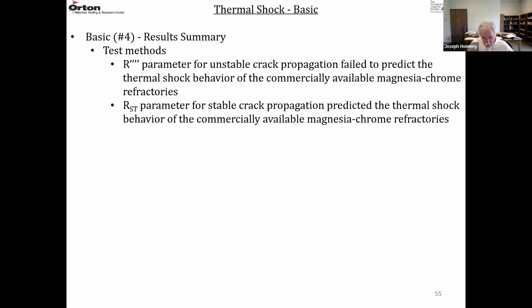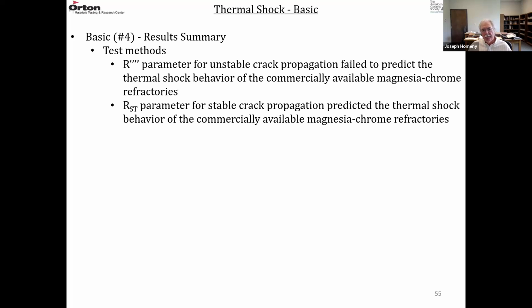So this paper had quite a lot going for it, all different kinds of measurements at all different temperatures. And the final conclusion is RST predicts the thermal shock behavior, whether it's a cylinder quench or a bar quench. So that's what they concluded. So that's 4 different case studies on basic refractories.